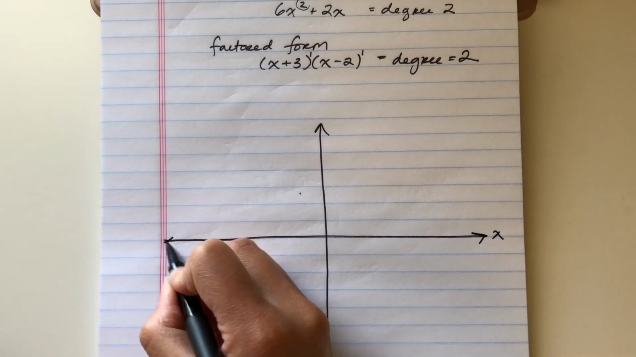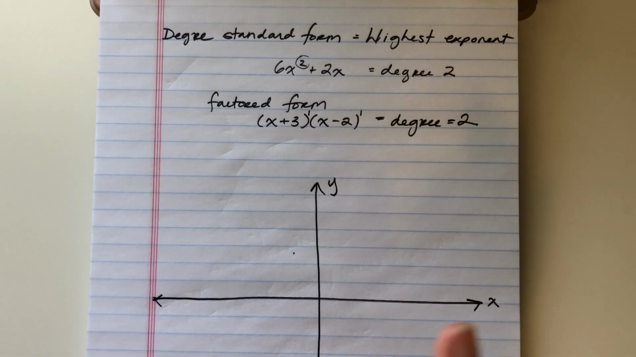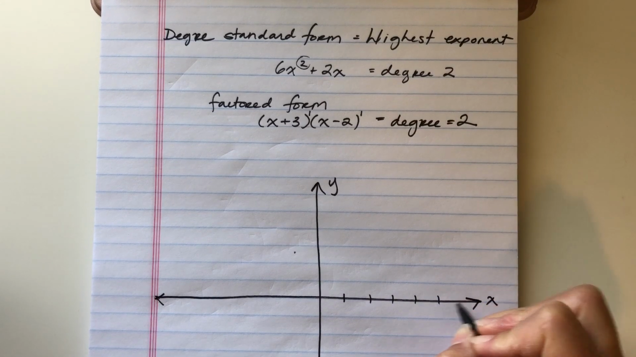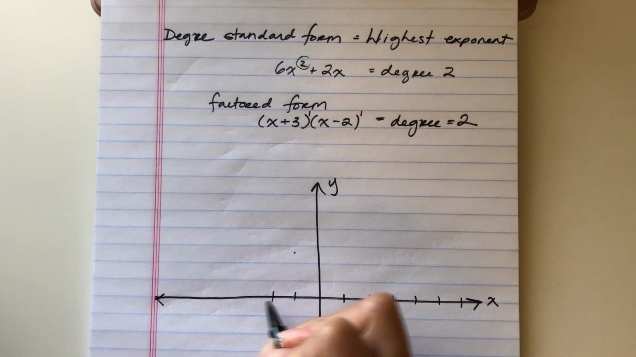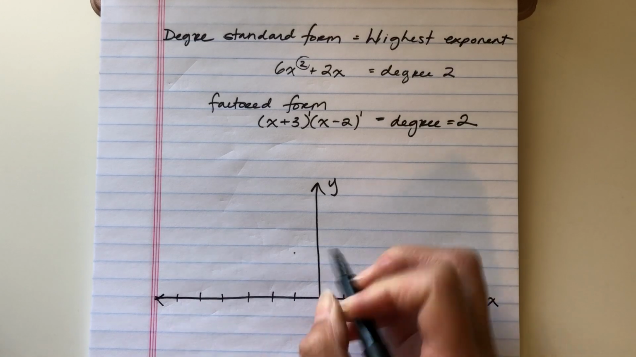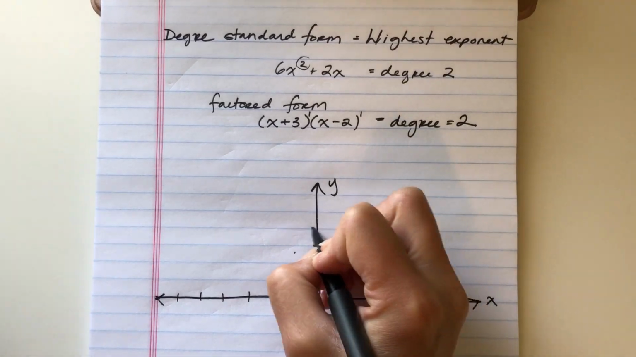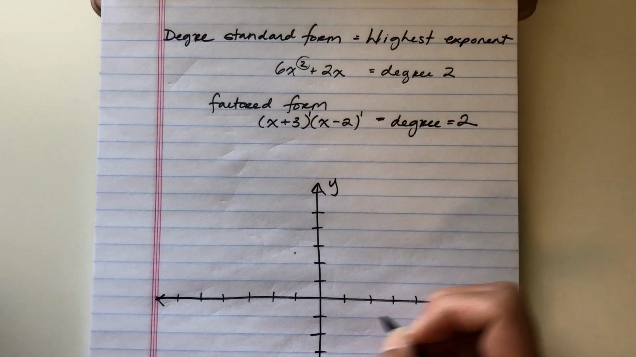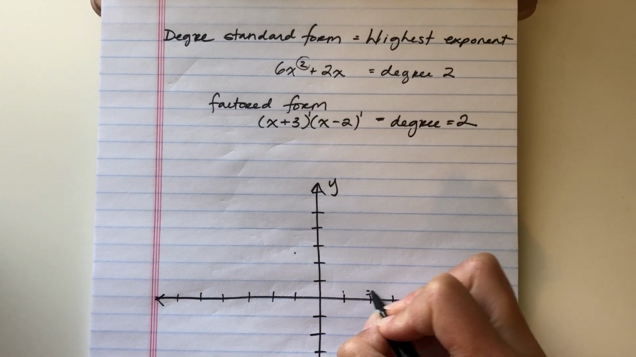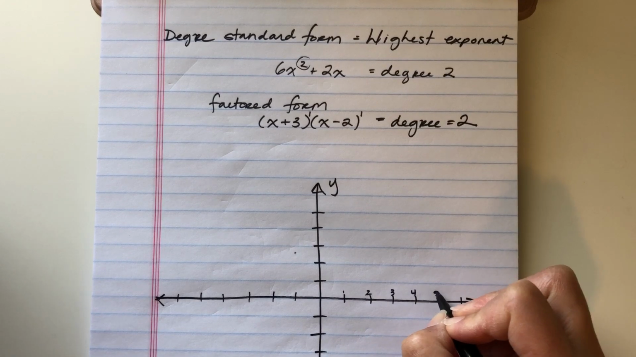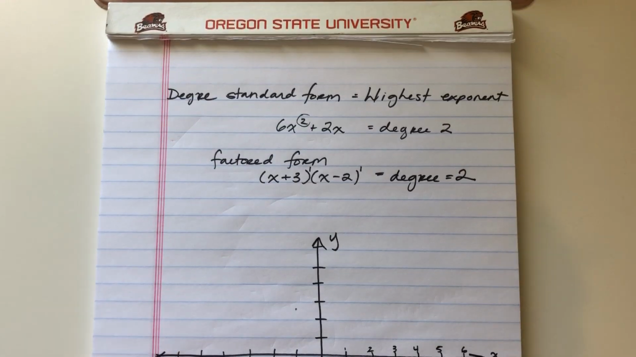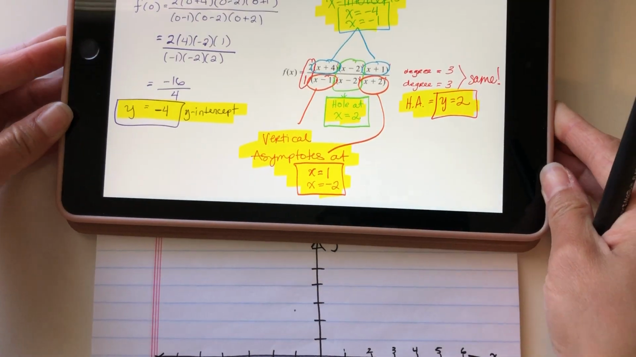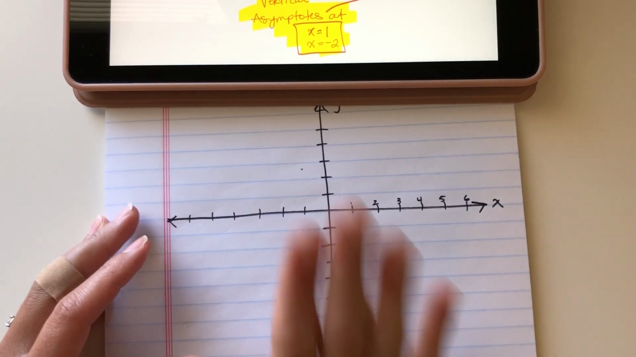Here's X, here's Y, and I'm gonna do 1, 2, 3, 4, 5, 6, negative 1, negative 2, negative 3, negative 4, negative 5, negative 6, and the same going up and down the Y axis. Okay, and I can go ahead and label these, or you can just trust that each one is one unit. All right, so now what I'm gonna do is I'm gonna take all the notes that I found and I'm going to graph them.